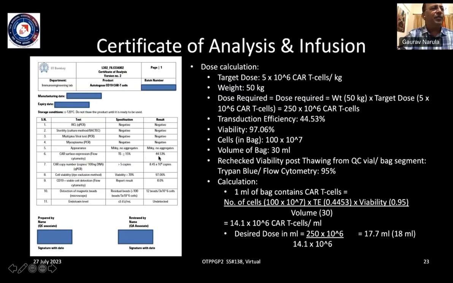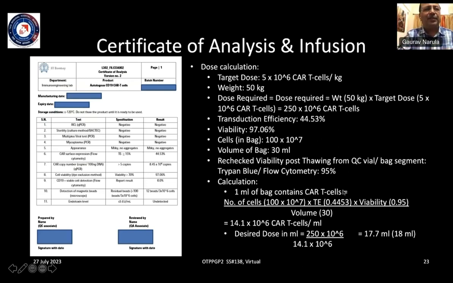In this case, we found the transduction efficiency was 44.53%. And the viability is 97%. So the cells in the bag, let's say there were 1 billion cells in the bag, and it was a 30 ml bag. Then we take a QC vial along with the bag. There's a separate QC vial which is also frozen along with the bag. So first we only take out that vial. We don't thaw the bag. We only thaw the vial.